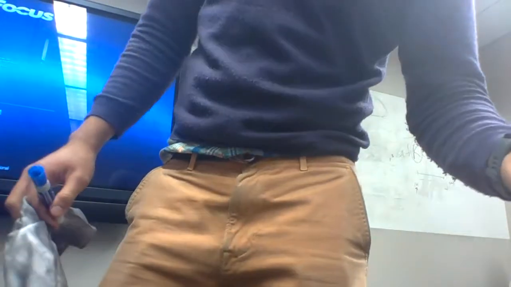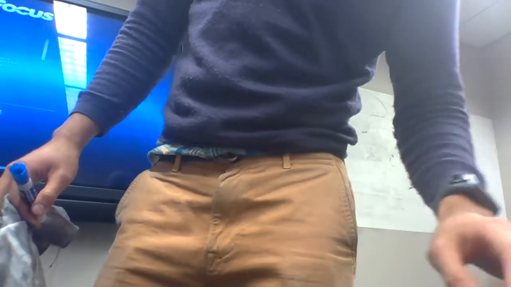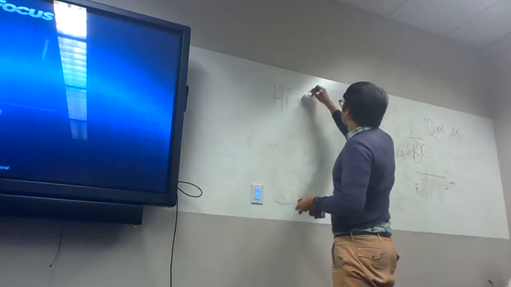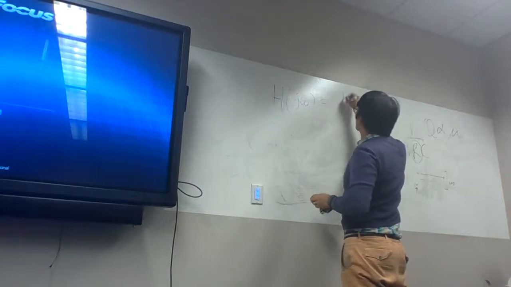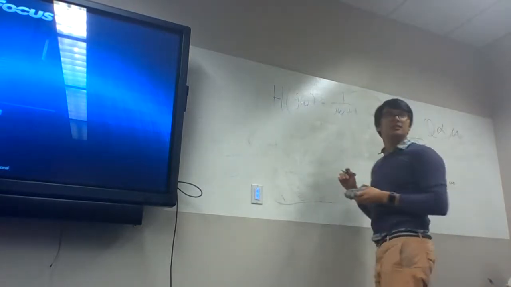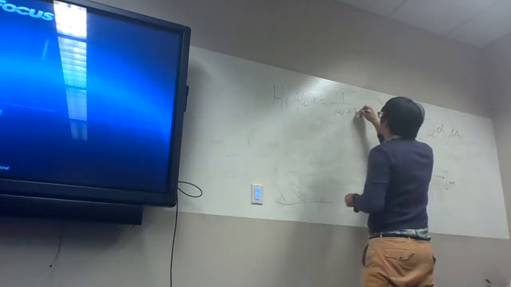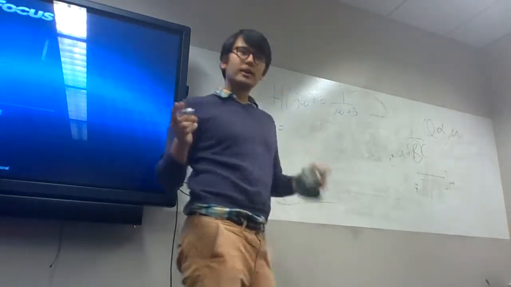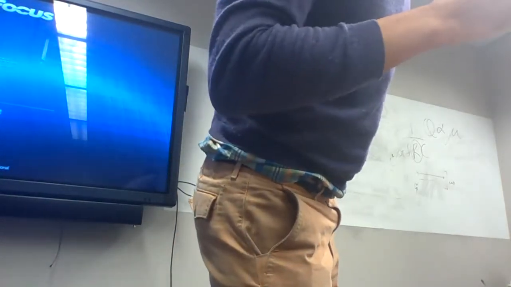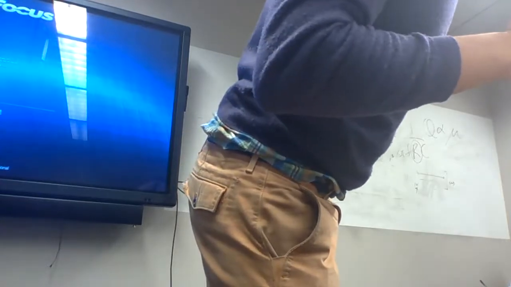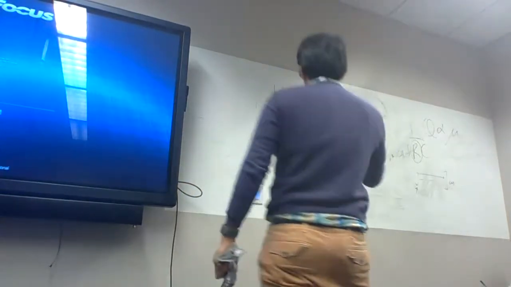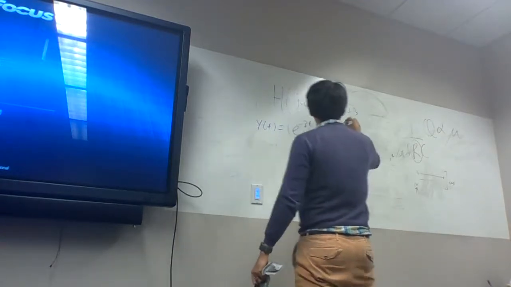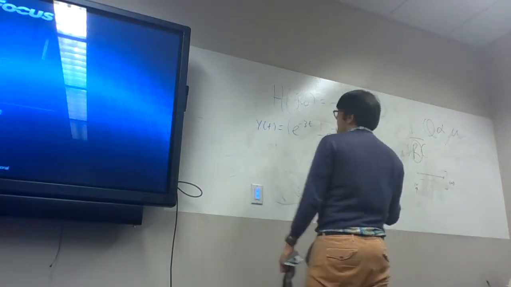I bet they mean, oh, I see. We observed y of t, and then they want to find x of t. So we've got h of j omega. It's 1 over j omega plus 3. Okay, that's fine. And then we've got y of t is equal to e to the negative 3t u of t minus e to the negative 4t u of t. And then they say, find x of t.